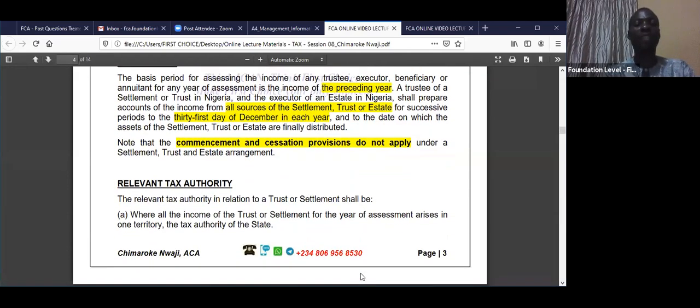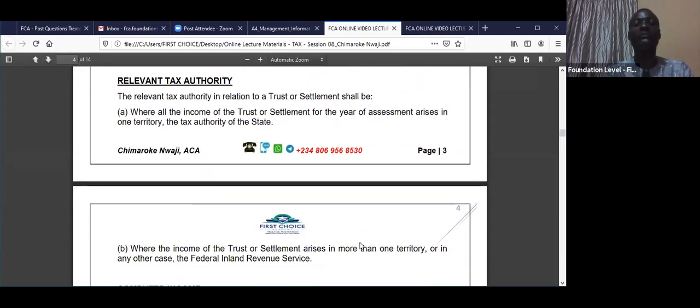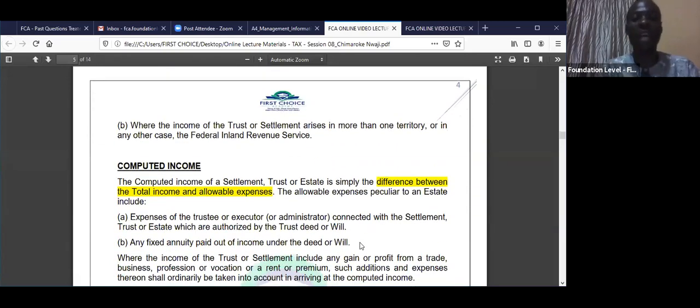Who is the relevant tax authority in this account? Where all the income of the trust for the year of assessment arises from one territory, maybe one state. Let's say the person who created the trust, the deceased person whose estate is about to be transferred, dies in Lagos, and perhaps all his income is derived from Lagos. So Lagos becomes the taxing authority. The tax goes to LIRS, Lagos Internal Revenue. Now, what if this man has houses in Abuja, has houses in Lagos, has investment in Port Harcourt, and there is more than one territory? Then it has to go to the Federal Inland Revenue Service.